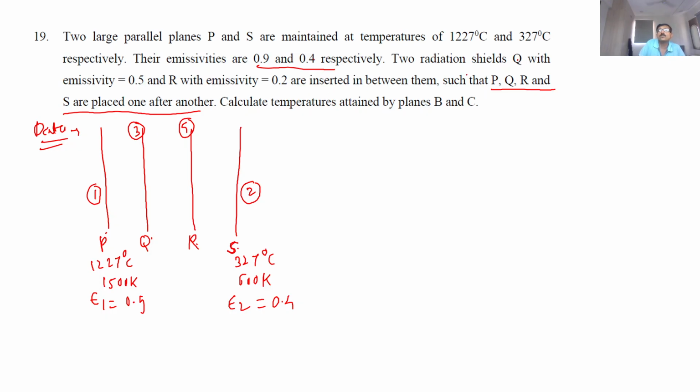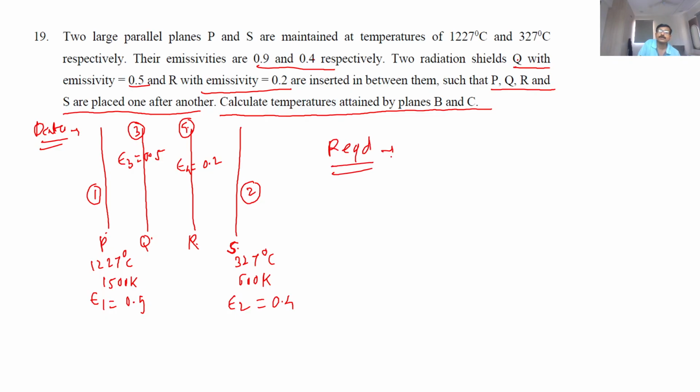So what is the emissivity of Q? Q with emissivity of 0.5. So epsilon 3 is 0.5 and R with emissivity of 0.2, R को क्या बोला है हमने 4, so epsilon 4 is how much? 0.2. Okay. Now what they have asked, calculate temperature attained by plane B and C. So what is the required answer? Required answer is TB and TC, number 1 and number 2.